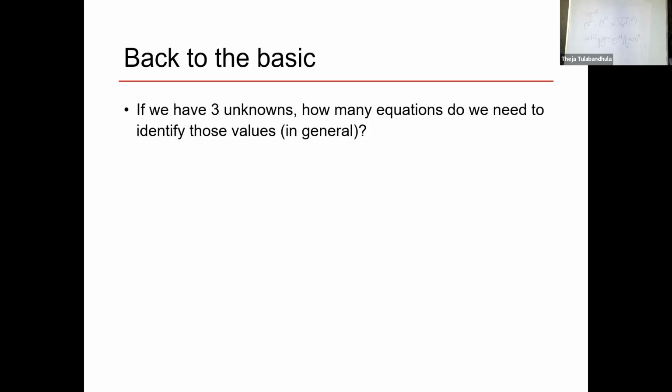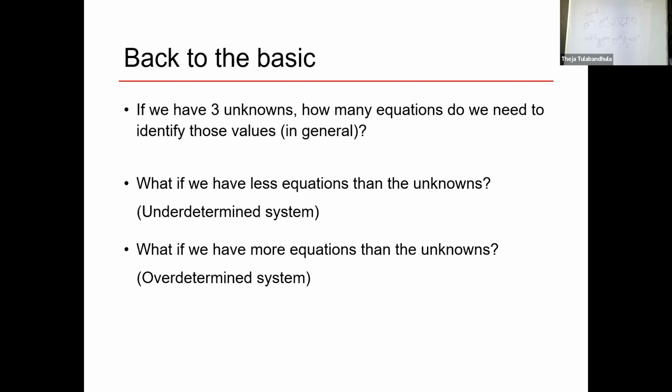Three, right? So what if we have fewer equations than unknowns? It's called an underdetermined system. And if you have more equations than unknowns, it's called an overdetermined system. Underdetermined and overdetermined just refer to the number of equations that we have versus the number of unknowns that we want to find. This is again a search problem. It's stated in a different way, but we want to search for the values x, y, and z given equations for them, but not the values themselves.